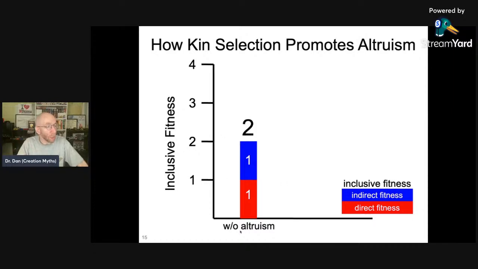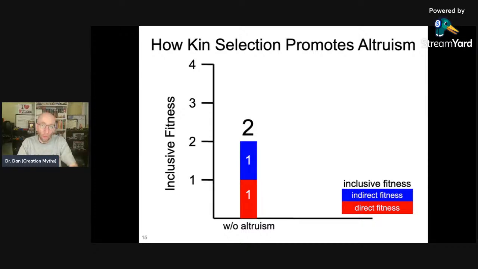They have 1 unit of direct fitness and 1 unit of indirect fitness for a total inclusive fitness of 2 units. And again, these are arbitrary numbers, just making up numbers to illustrate the point. But whatever 2 means in this situation, that's going to be the relative representation of their alleles in the next generation.